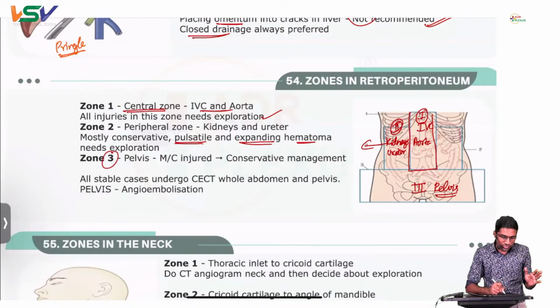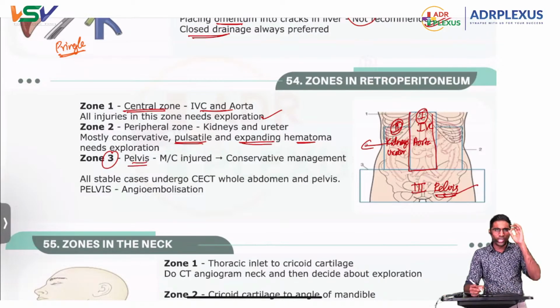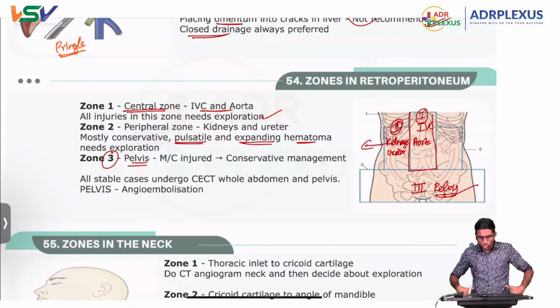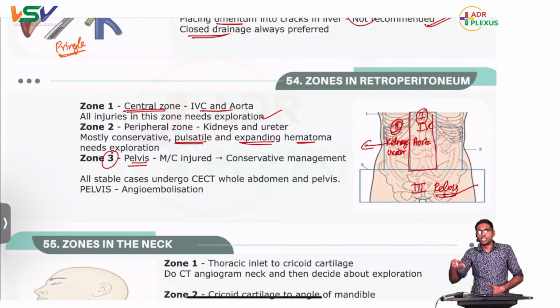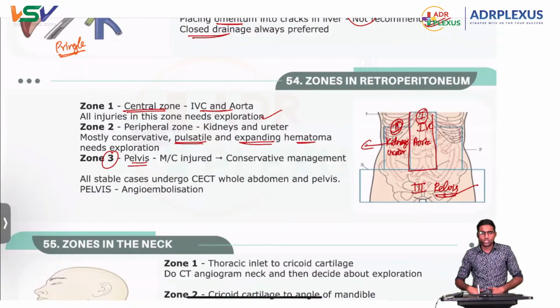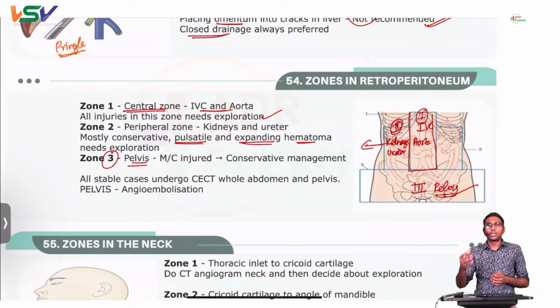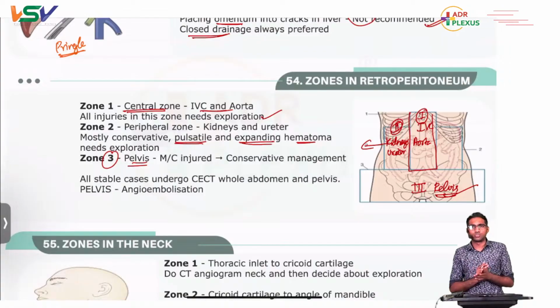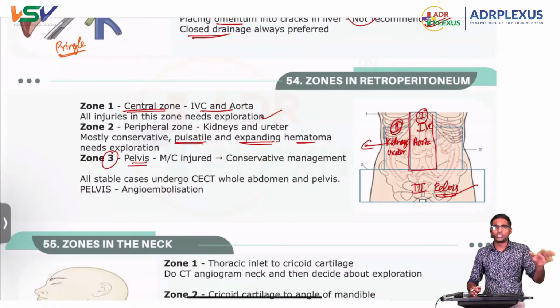Zone 3, it is always from the pelvis, only conservative management. You need not open the abdomen. Pelvis is a closed structure. So if it is bleeding from the bone, it will settle down by itself, because it is a closed space. Even if it is bleeding, it will form a clot and cause a tamponade effect. If you open the abdomen, that tamponade effect is lost. Zone 3, always conservative management.